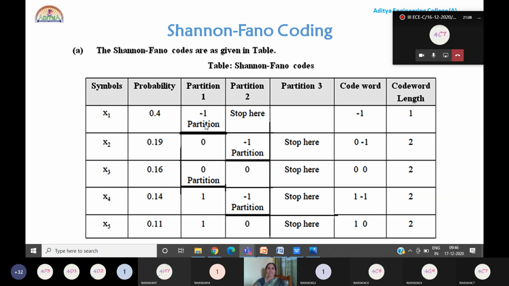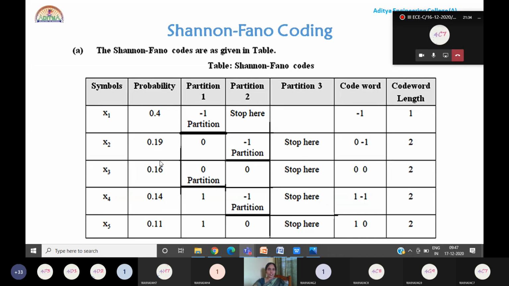Okay, next here the m value is given as 3. That is, you have to partition the whole set. The whole set consists of x1, x2, x3, x4, x5. So this whole set is partitioned into three subsets, such that the probabilities are approximately equal or exactly equal.